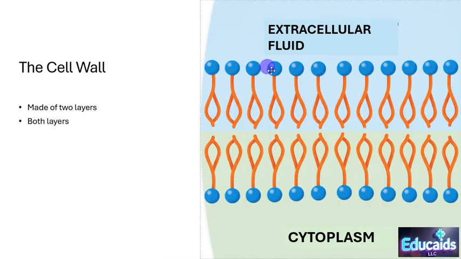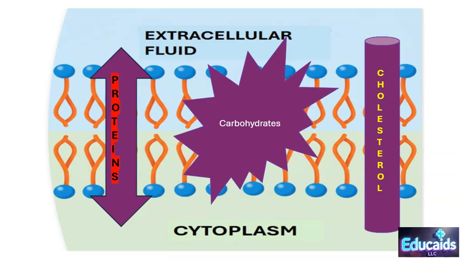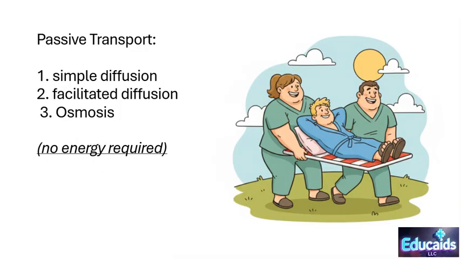So we've got our hydrophilic heads, which point towards the water, and our hydrophobic tails, which try to stay away from the water as much as possible. Okay, so things still get through the cell wall. It doesn't keep everything on the inside and everything on the outside, but how things move in between is usually through proteins, carbohydrates, or cholesterol, or just simple diffusion.